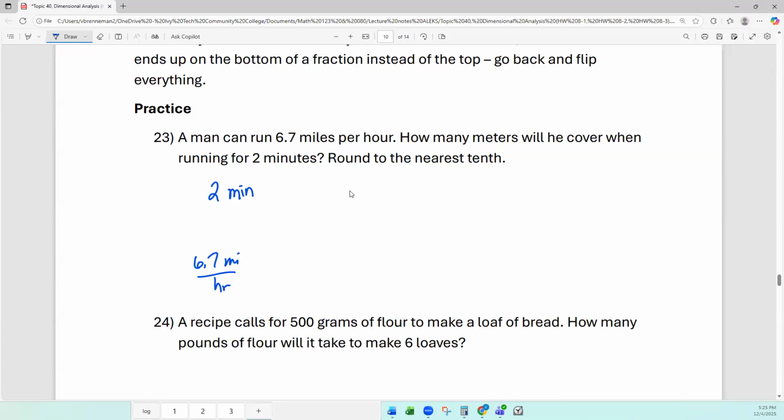But our rate is miles per hour. We have minutes, so we need a minute to hour conversion. So 60 minutes on the bottom, 1 hour on top for that. And same thing if I start with the 6.7 miles per hour, put the 1 hour on top and the 60 minutes on the bottom to get to the 2 minutes that I have. The 2 minutes is just over 1 by itself, so it's not a conversion factor.